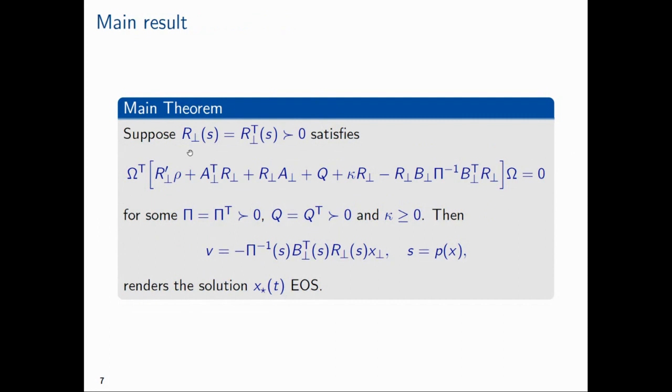So this leads us to the main result of our paper, which is simply the following. If one can find a symmetric positive definite matrix function R_perp, which satisfies the following matrix equation for all points s along the solution, where pi and q are some symmetric positive definite matrices and kappa is some positive scalar number, then this LQR-like feedback with s found through the projection operator will render the normal solution exponentially orbitally stable, at least locally. Quickly having a look at this equation, what's inside the brackets here is nothing more than a periodic differential Riccati equation.